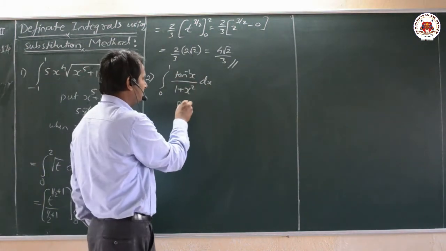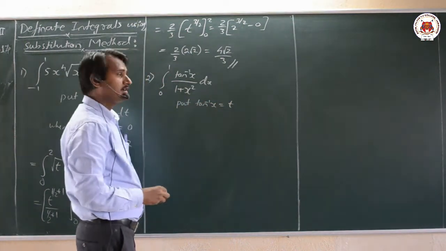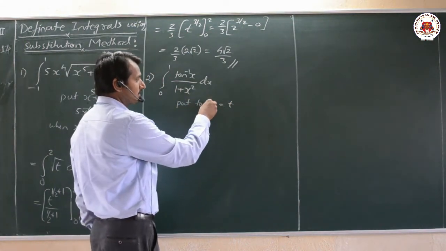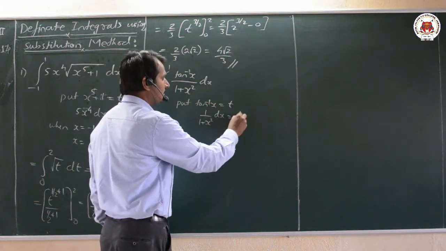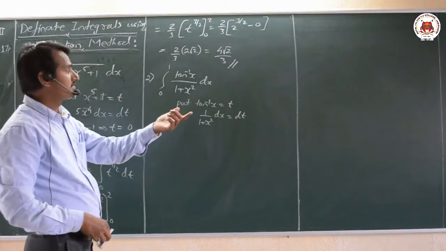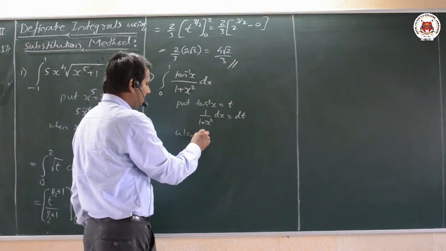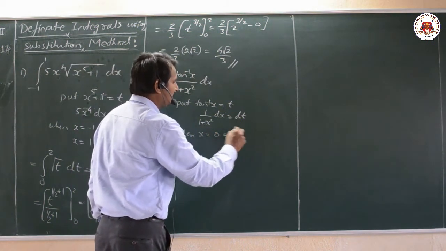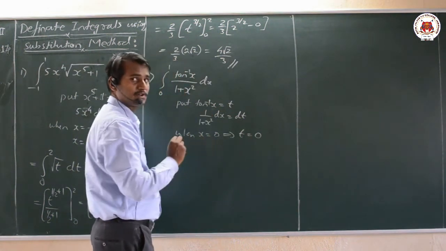Put tan inverse of x equal to t. Differentiate both sides. The derivative of tan inverse of x is 1 divided by 1 plus x square, so dx over 1 plus x square equals dt. Now here also I will change the limit values. When x equal to 0, t is tan inverse of 0, which is 0 only.